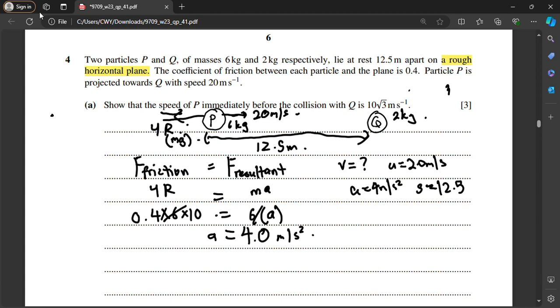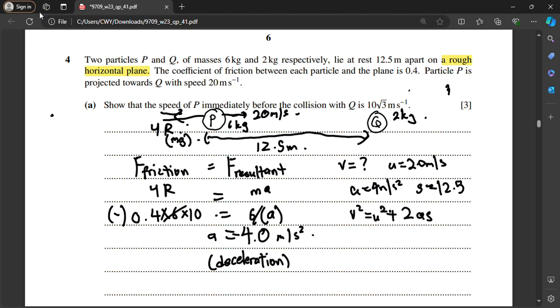And lastly, we also have the SUVAT. Anything else? We have the time. Do we have the time? No. So we only have four, but we can calculate already. We can use the formula v squared equals u squared plus 2as. And I'm not done yet. Since it's a friction force, this part is negative. So therefore your acceleration is negative. So that means it's decelerating. This represents deceleration.